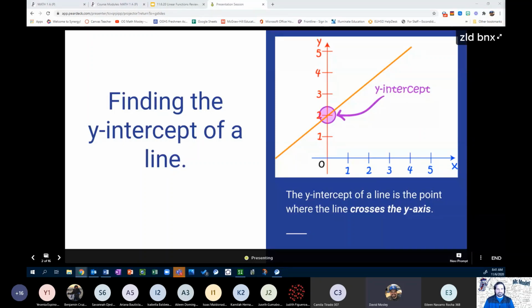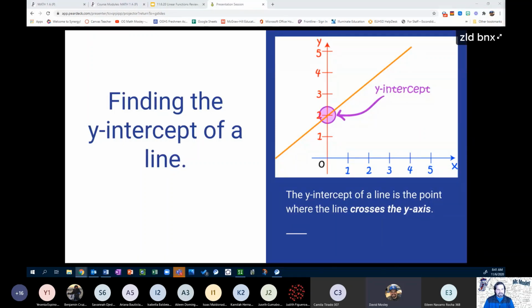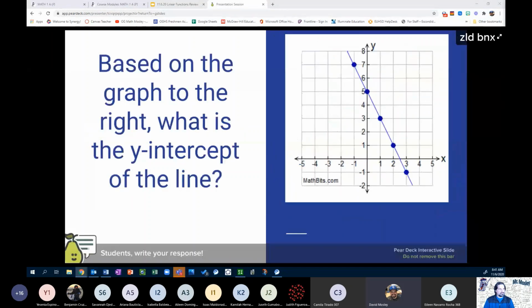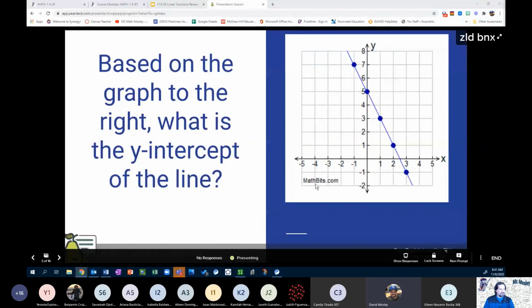All right. So then, based on this, we have a question. Based on the graph to the right, what is the y-intercept of the line that is graphed?